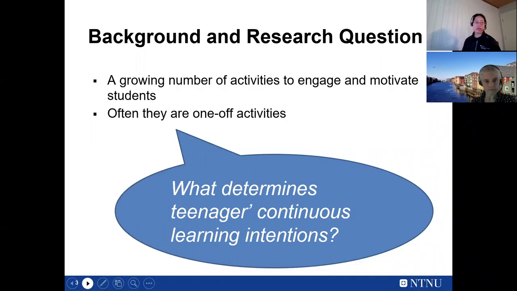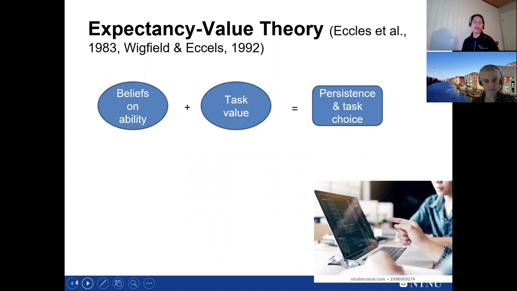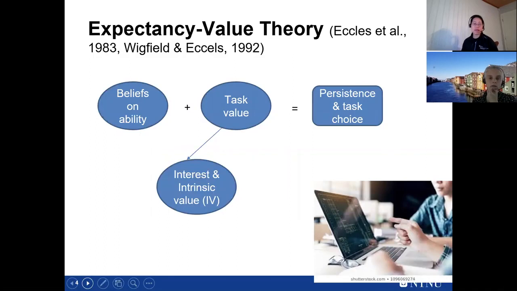Looking for an answer to this question, we turn to the expectancy-value theory and the construct of affinity for technology. The expectancy-value theory was developed by Eccles and colleagues. According to this theory, persistence and task choice were determined by two factors. One is beliefs on ability, and the other is task value. The task value has many components, including interest and intrinsic value, IV, and utility value, UV. IV is the level of enjoyment an individual derives from performing an activity, and UV is the degree of usefulness a specific task has for an individual.